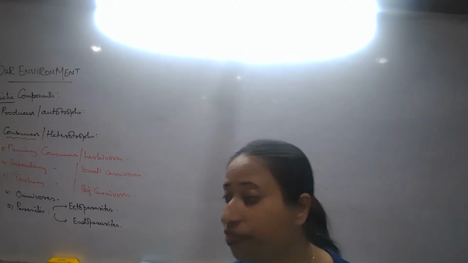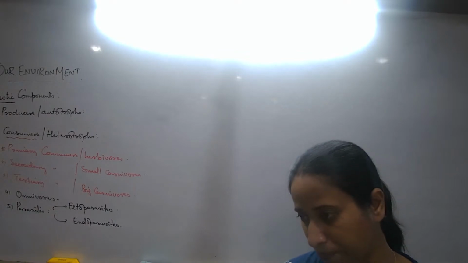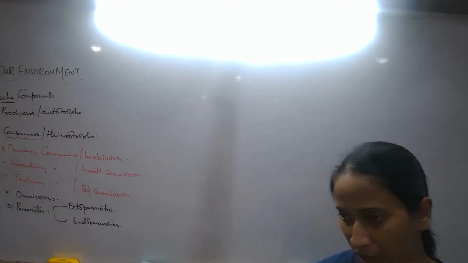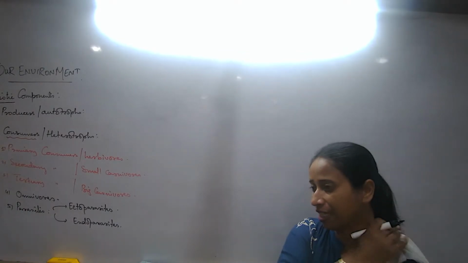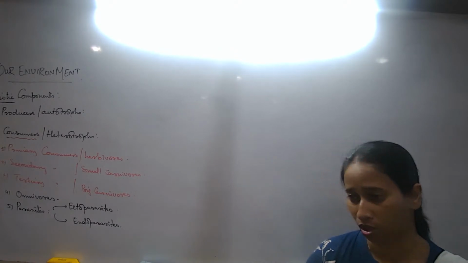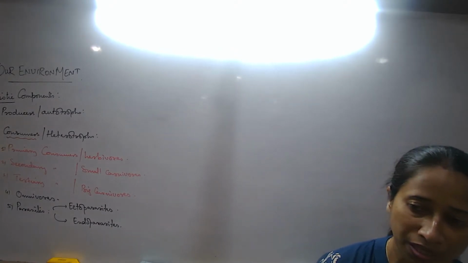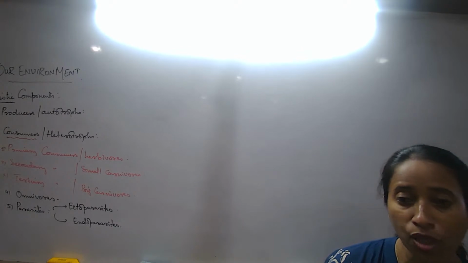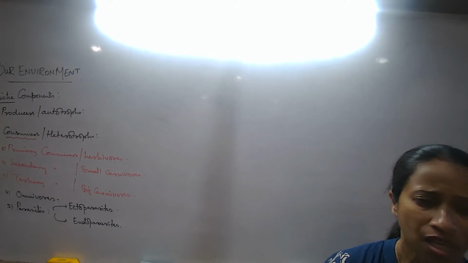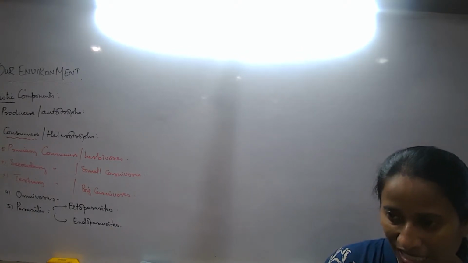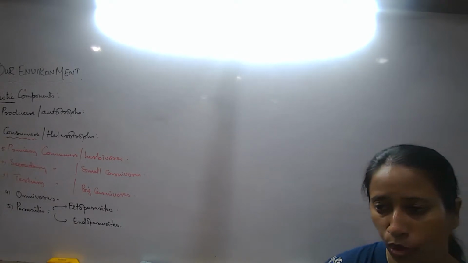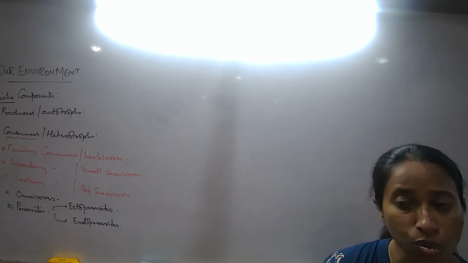Take the concept of decomposers. Rats are basically a small group of carnivores. Rats would basically not feed on the plant parts. Yes, occasionally they feed on grains, but it is not a true herbivore.